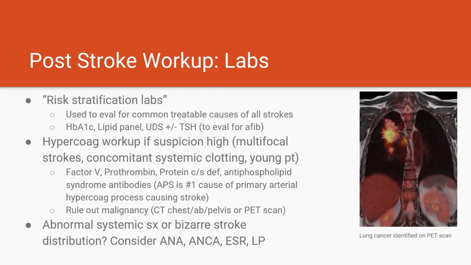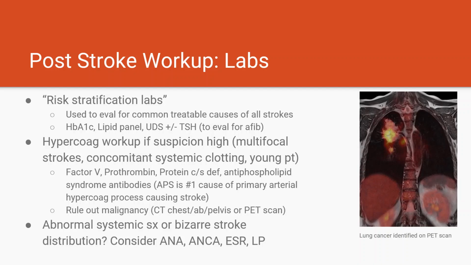For example, we're going to pursue a hypercoagulable workup in patients with multifocal strokes, or if they have other systemic clots such as a DVT, or in young healthy patients, especially say a young healthy woman who has a history of miscarriage. Hypercoag workup includes checking for factor V, prothrombin, protein C and S, a couple others, but most importantly, we have to check for antiphospholipid syndrome, because this is actually the number one cause of primary hypercoagulable related stroke.